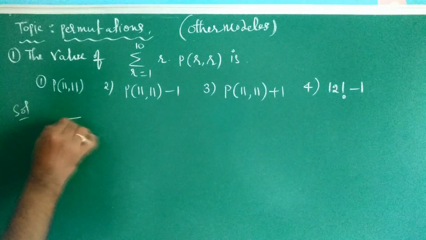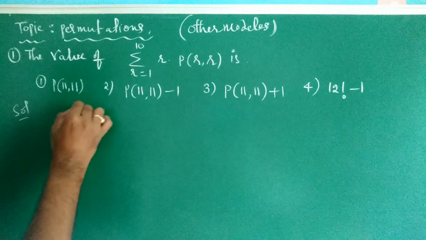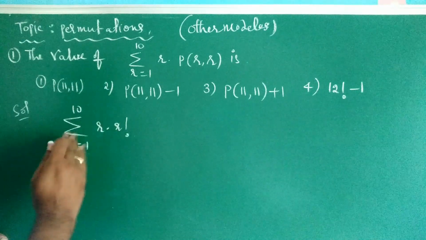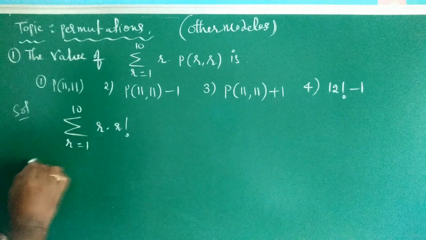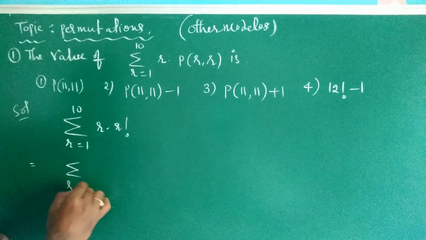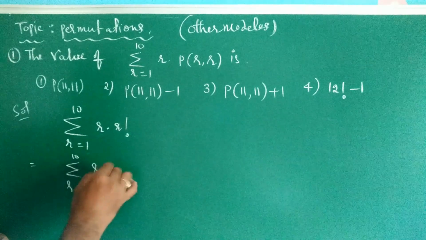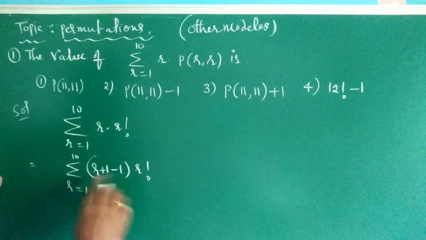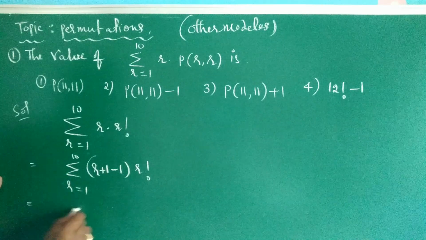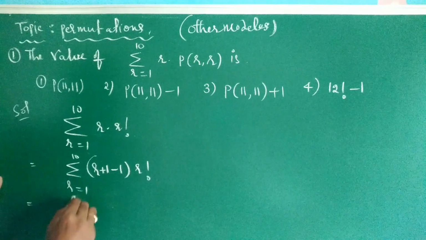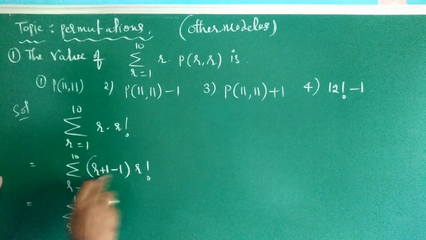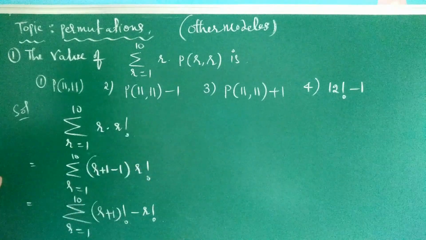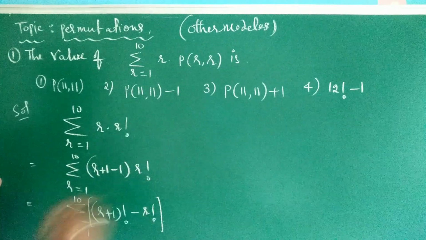Now sigma r equals 1 to 10 of r into r factorial. Now here add and subtract 1: sigma r equals 1 to 10 of (r plus 1 minus 1) into r factorial. Now multiply with r factorial both: sigma r equals 1 to 10 of (r plus 1) into r factorial, which is (r plus 1) factorial, minus 1 into r factorial, which is r factorial. So (r plus 1) factorial minus r factorial.